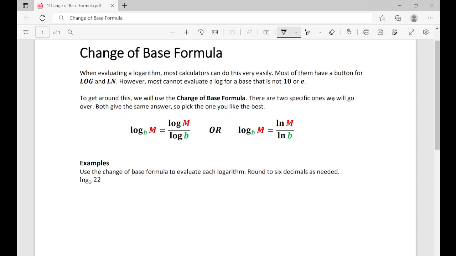And there are two specific ones we're going to go over. Both actually give the same answer, so pick the one you think is best. The first one is log base b of m, which is equal to log m over log b. Or you can use log base b of m equals ln m over ln b. Again, pick the one you think is best. I like the ln one better because it's a little bit less writing, but that's just me.